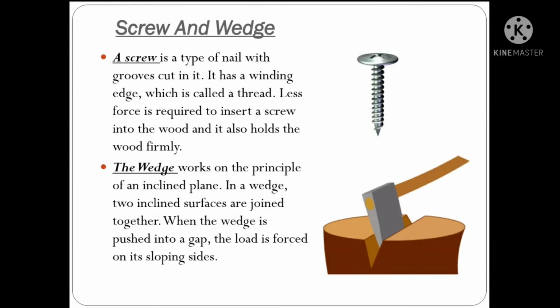Screw. A screw is a type of nail with grooves cut in it. It has a bending edge which is called a thread. Less force is required to insert a screw into the wood and it also holds the wood firmly.